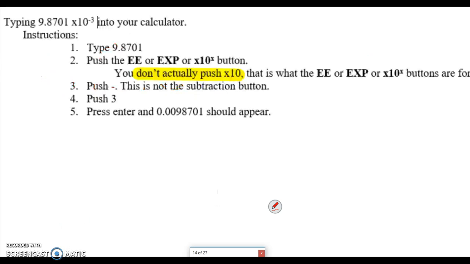This is how you type it into your calculator. If you're going to type this number in, you would put these numbers into your calculator. Pause the video if you need to do it. There's one of these 3 buttons on your calculator. You have to figure out which one it is, but you'll push that button. That does the times 10 and gives you the exponent to put in.